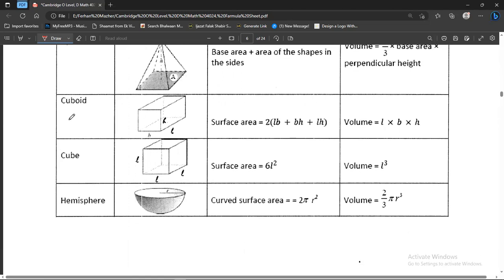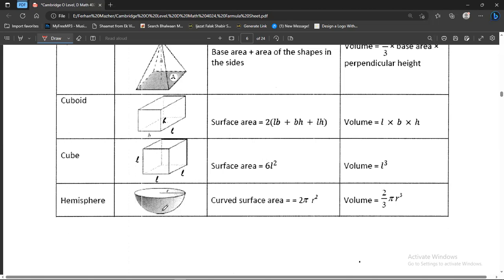The cuboid is a rectangular box, and its surface area is 2 times length multiply breadth plus breadth multiply height plus length multiply height. The volume of the cuboid is length into breadth into height. The cube is the shape whose all dimensions are the same. So its length is L, its breadth is L, its height is L. Its surface area is 6L square. Its volume is L cube.